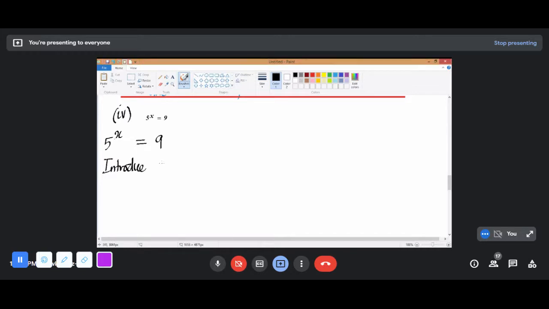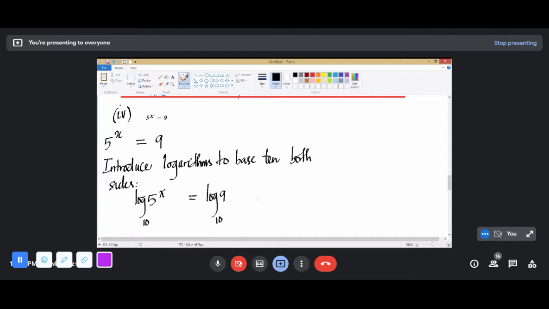So what you do, you introduce logarithms to base 10 on both sides. So 5 power x equal to 9, you will introduce the log to base 10 on this side and the log to base 10 on the other side. And at that level, you will have x log of 5 base 10 equal to the log of 9 base 10.